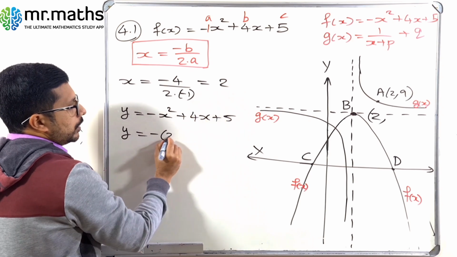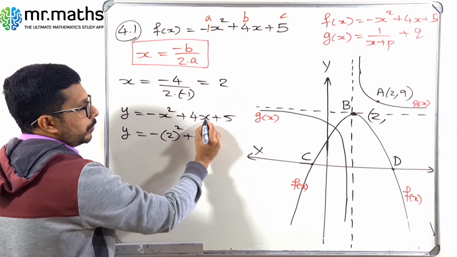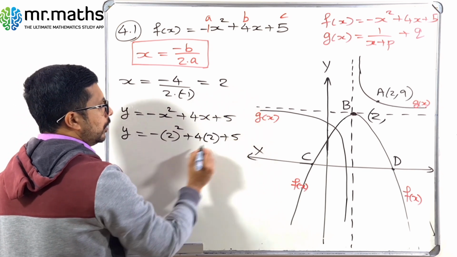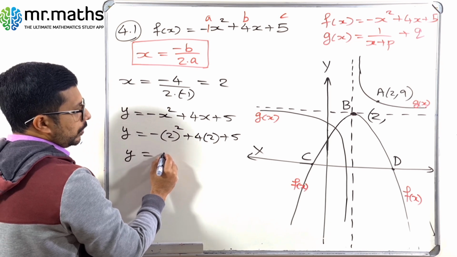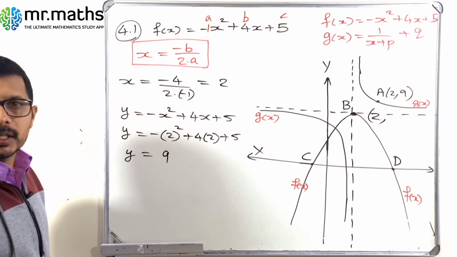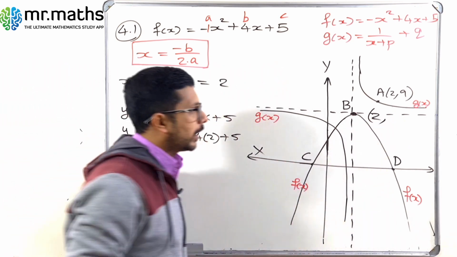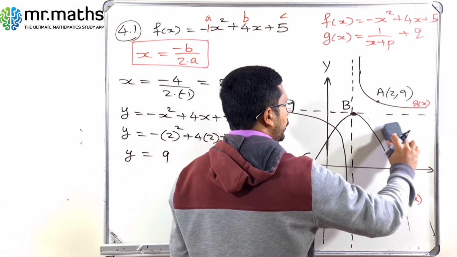What is the value of x? x is 2. 2 square plus 4 into x. What is x? 2, plus 5. So check in your calculator. What is the answer? Minus 4, 9. So in your calculator you will get 9. So it means that the y value of this point, let me write it close to that b. Okay, so let me write close to the b value.